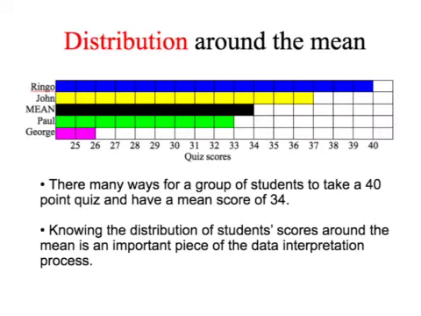There are a lot of different ways that a group of students could take a 40-point quiz and end up with a mean score of 34. It would depend on how many students were in the class, the variation in their capabilities, and so on. So sometimes knowing the mean isn't enough, and you need to start looking at the distribution of the student scores around the mean, because that provides important information in the data interpretation process.